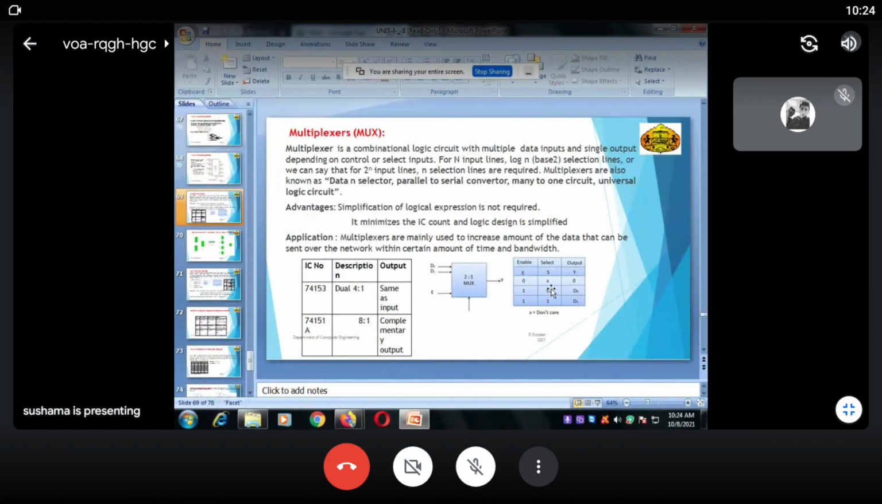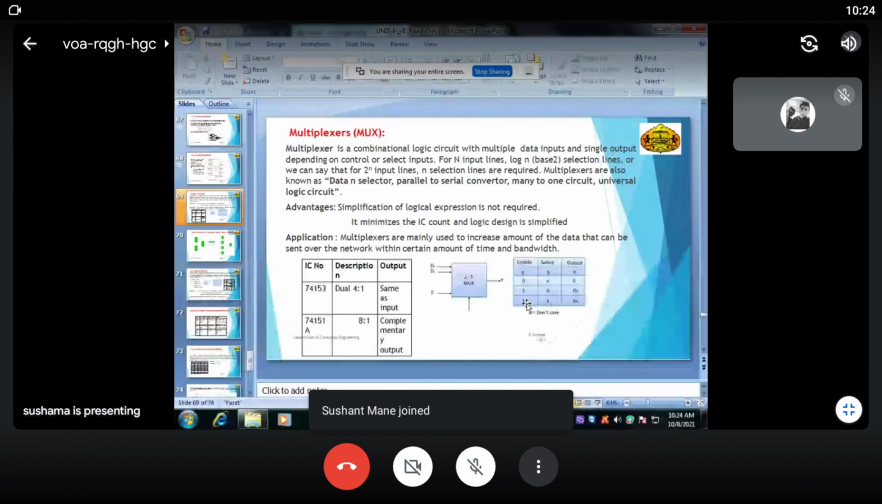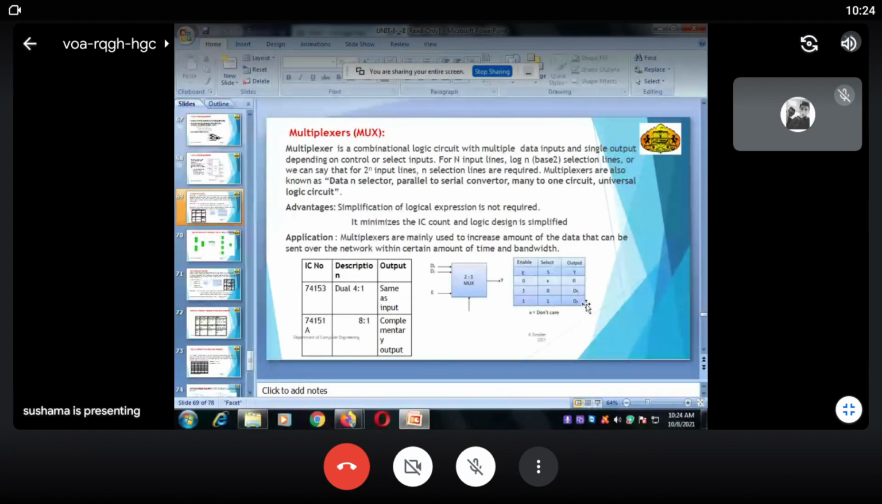It means it is going to be activated. So when the select line is 0, you are getting the data bit at D0. Then whenever the select line is 1, you get the output as D1. Now tell me, what will be the status of enable for the mux to be active?